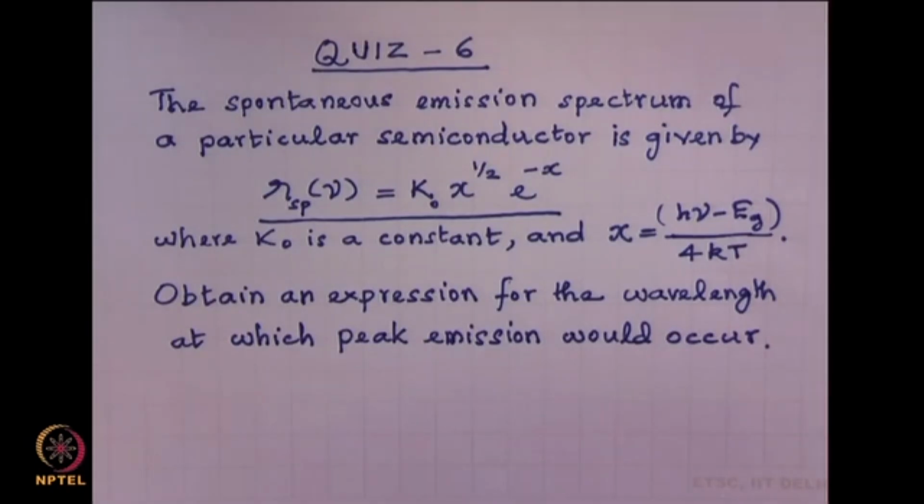The spontaneous emission spectrum of a particular semiconductor is given by an expression: R sp of nu equal to K0 into x to the power half into e to the power minus x, where K0 is a constant and x is h nu minus E g divided by 4 k T. Obtain an expression for the wavelength at which peak emission would occur.